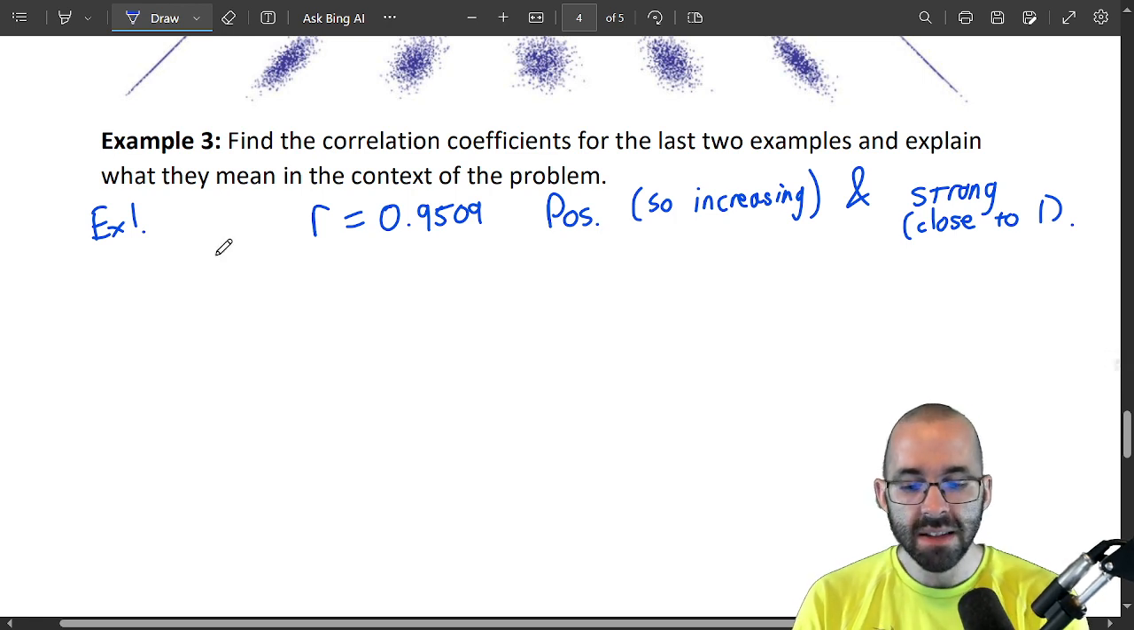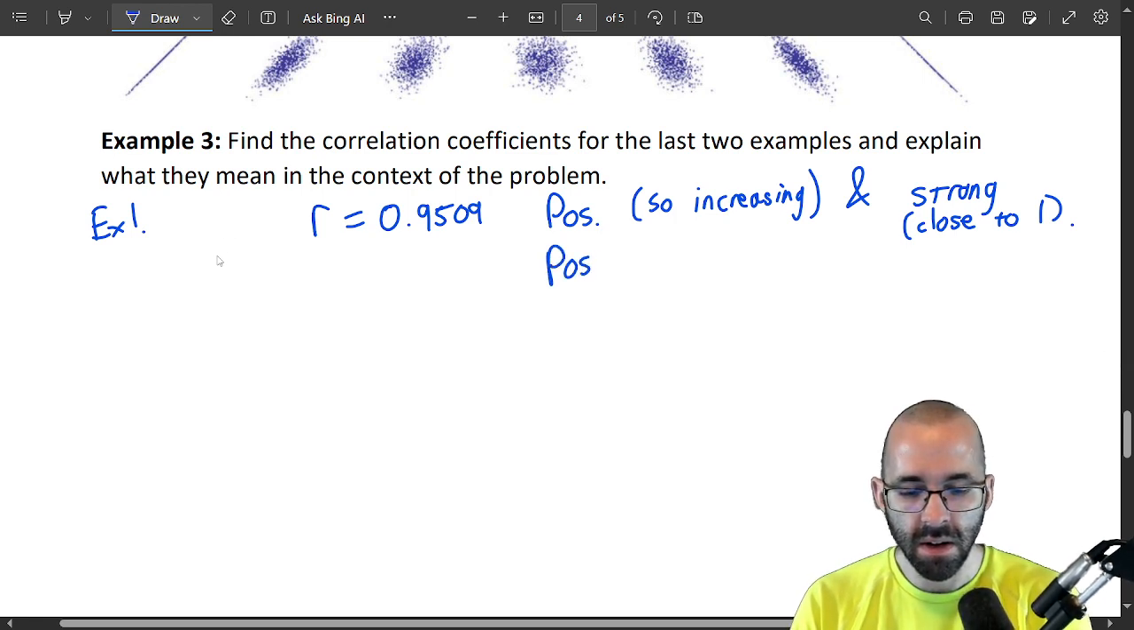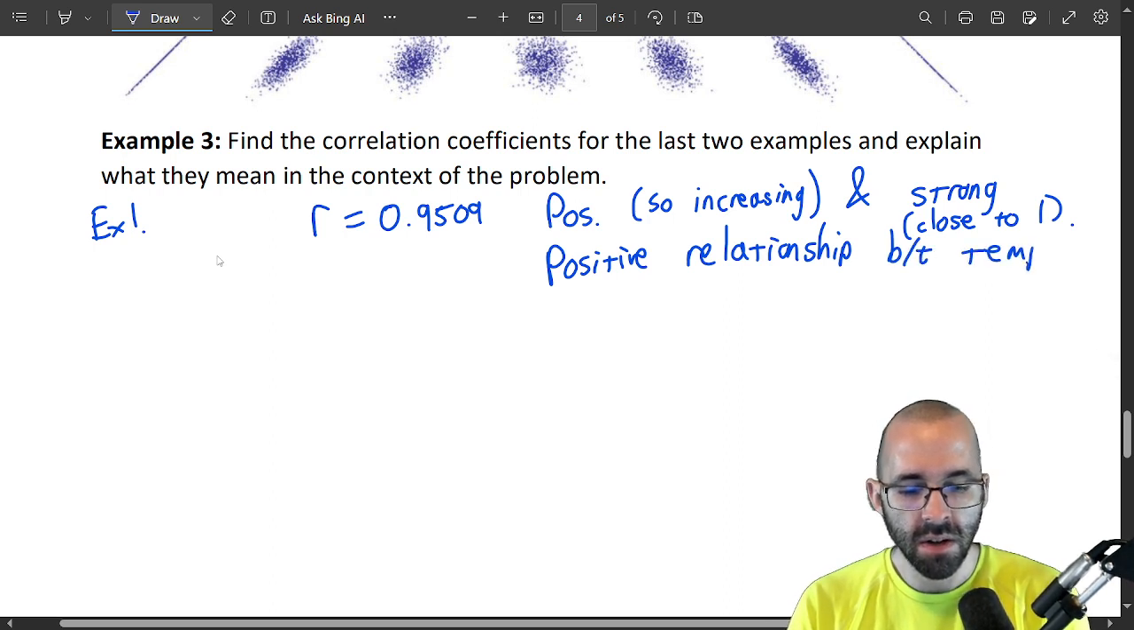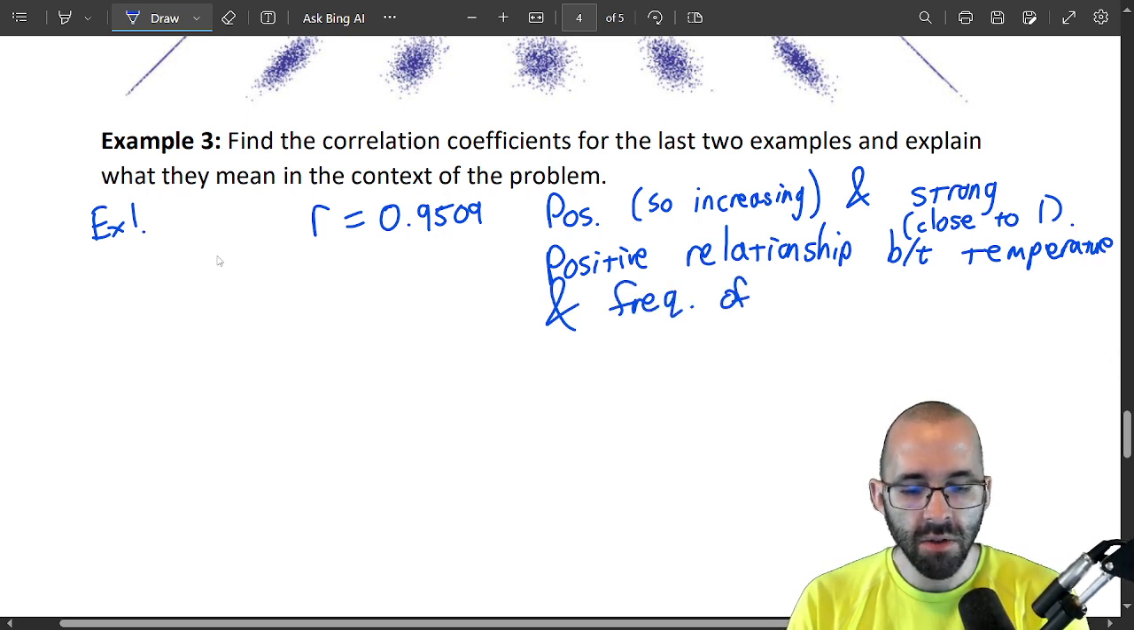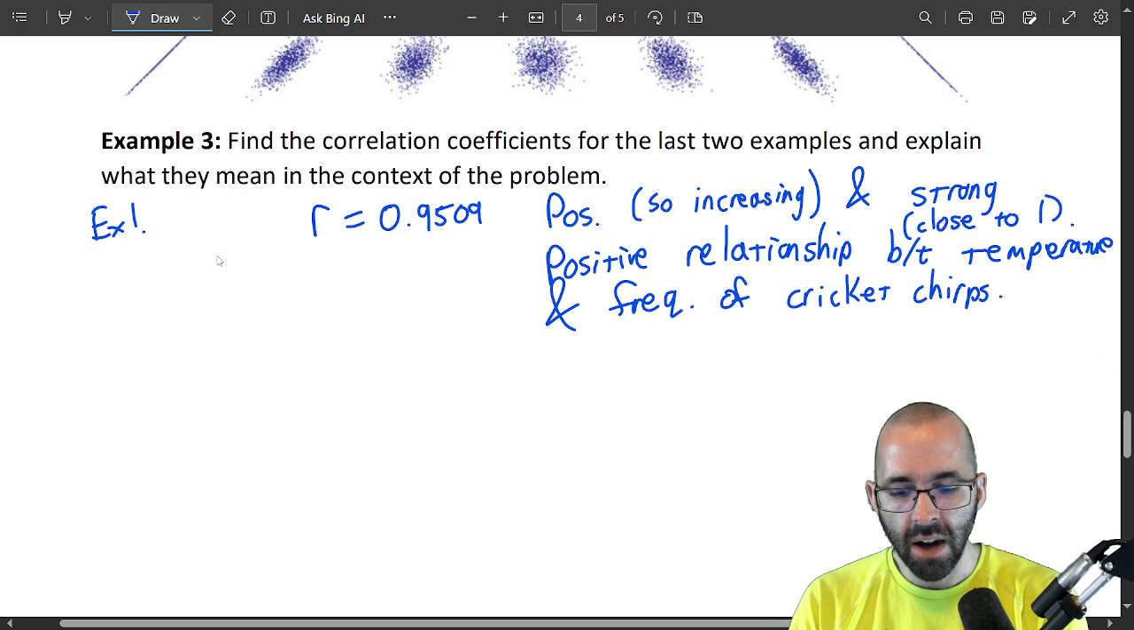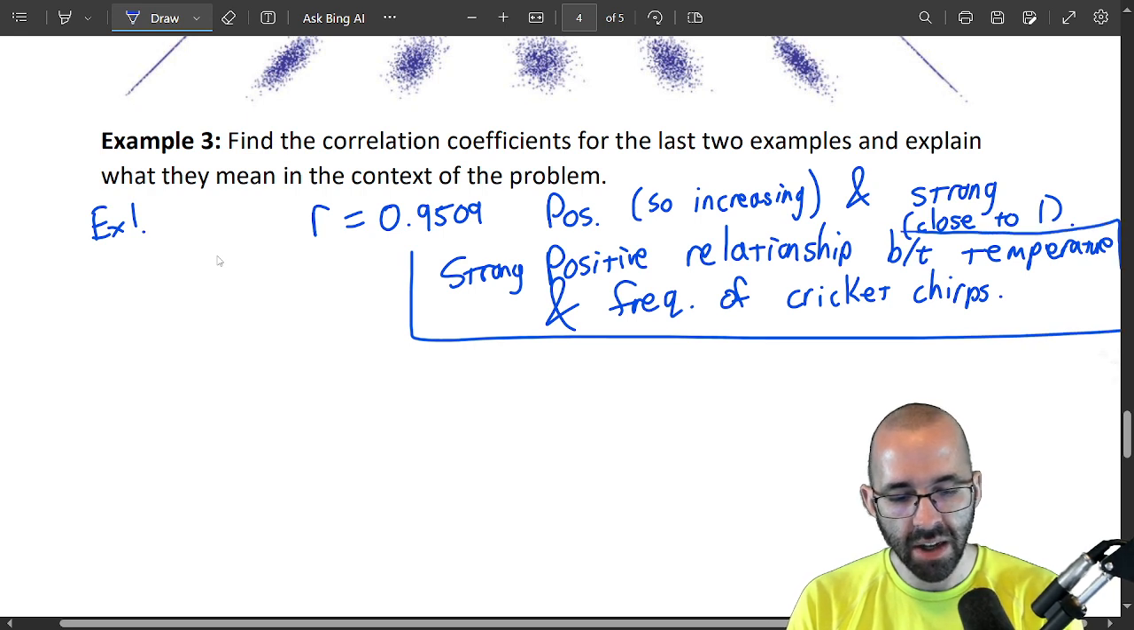This means that there's a positive relationship, or a direct relationship, between temperature and frequency of cricket chirps. And I would even say there's a strong positive relationship. All right, and that's how we'll answer this first one.